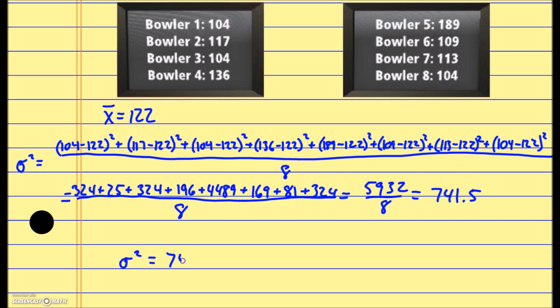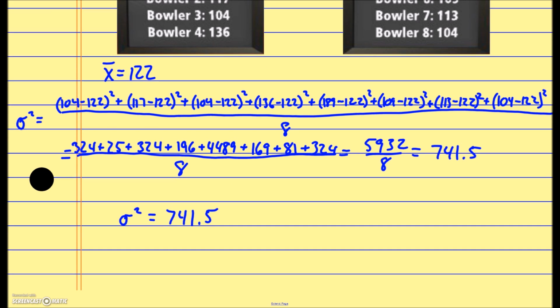The variance is 741.5. And now from here, the standard deviation, I'm obviously not going to plug it all back into that formula. I'm just going to do the same formula and take the square root at the end. So really all I have to do is take the square root of the variance, and that gives me for sigma 27.23.